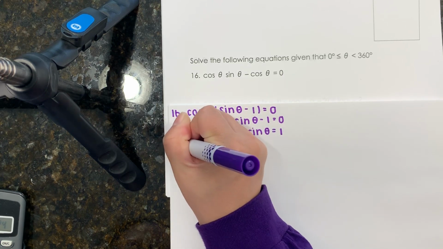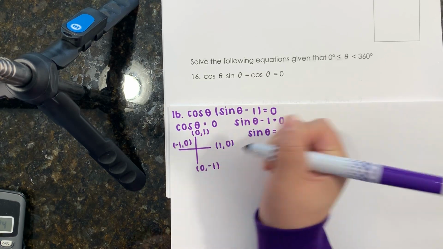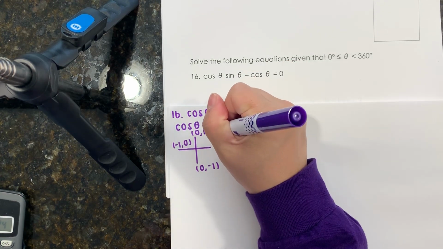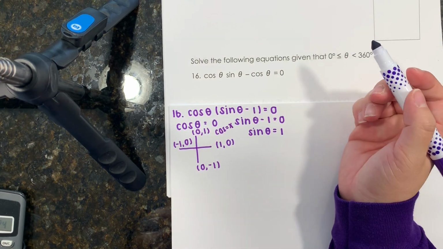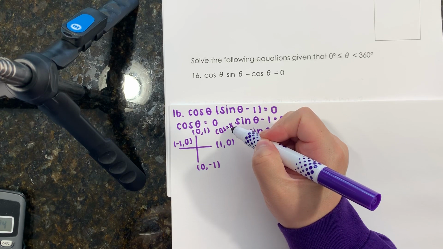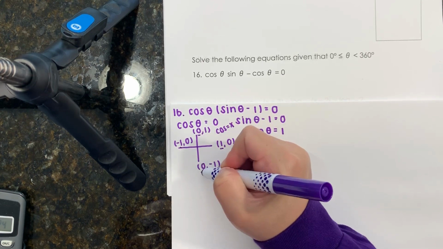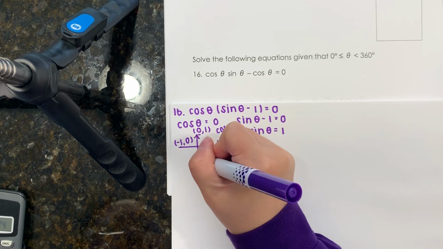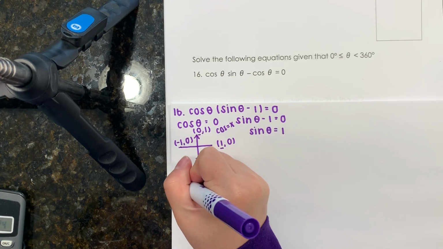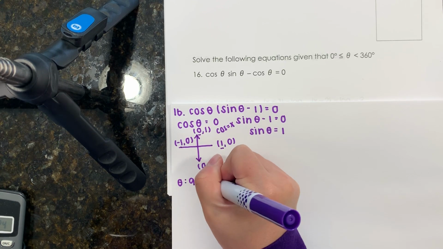For cosine, it's equal to the x-coordinate, and for sine, it's equal to the y-coordinate. So for cosine, I'm looking for where the x-coordinate is equal to 0. So if I look at all my x-coordinates here, there are 2 places where the x-coordinate is equal to 0, and that is at 90 degrees and at 270 degrees. So theta would be equal to 90 degrees and 270.